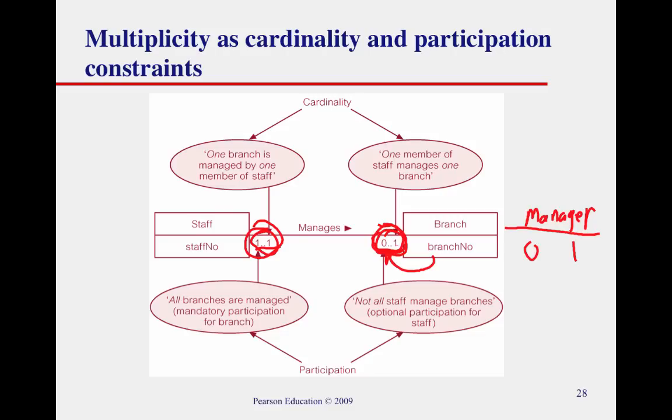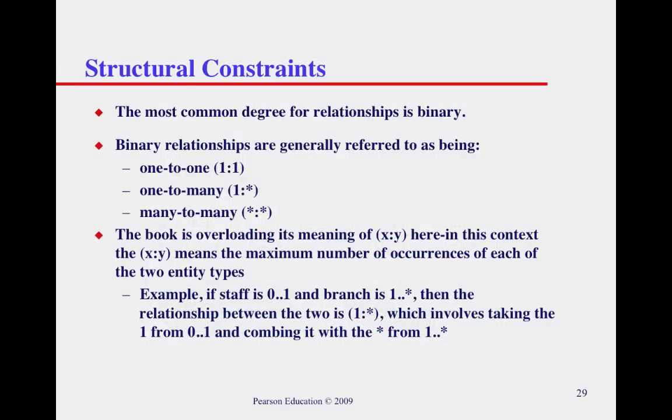Okay, on the staff side, one staff person can manage at most one branch. And in fact, the branch number doesn't appear on this side for the manager relationship. The attribute occurs on the branch side in this relationship.